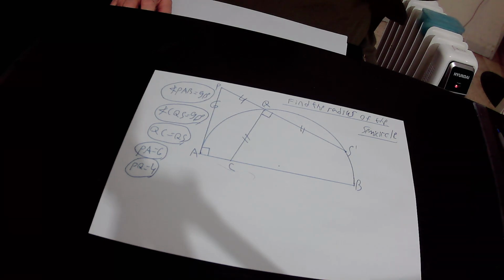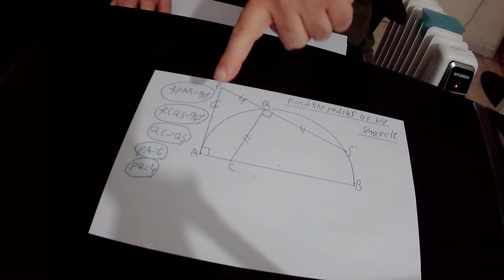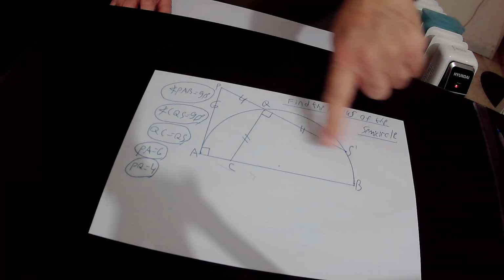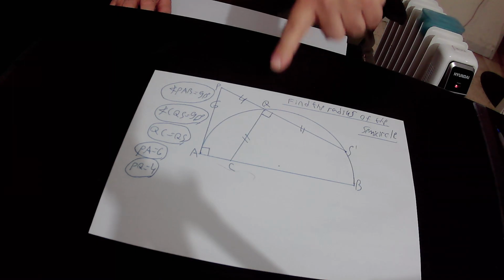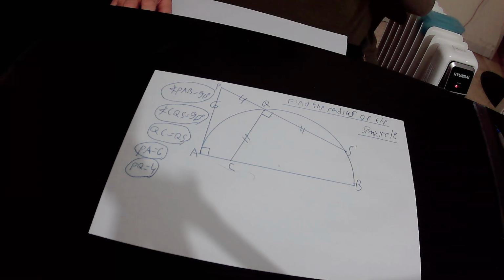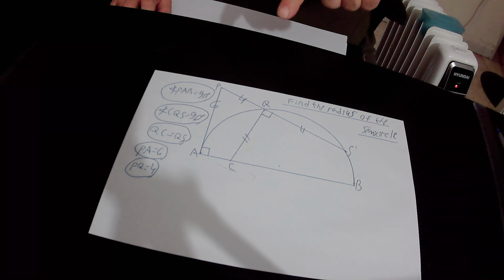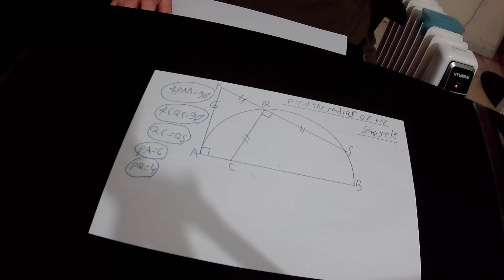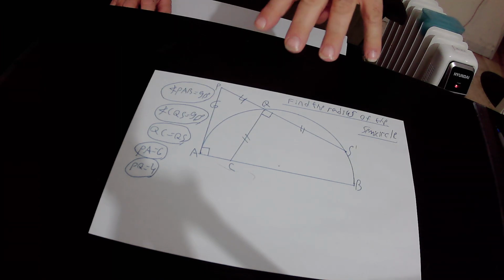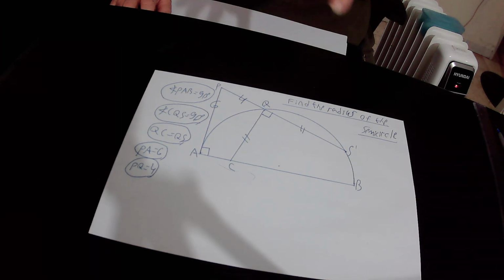And we also know that angle PAB equals 90 degrees, and this angle CQS also equals 90 degrees. And finally, we also know that line segment CQ equals line segment QS. Again, our mission is to find out the radius of this semicircle.